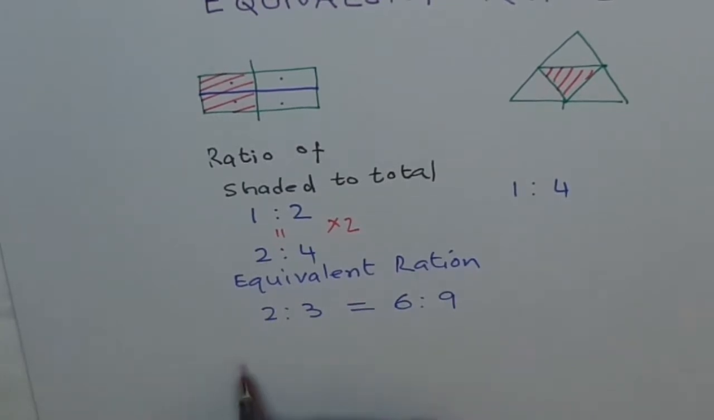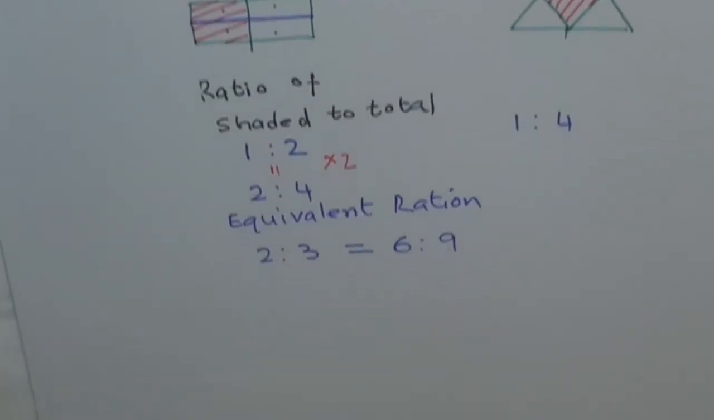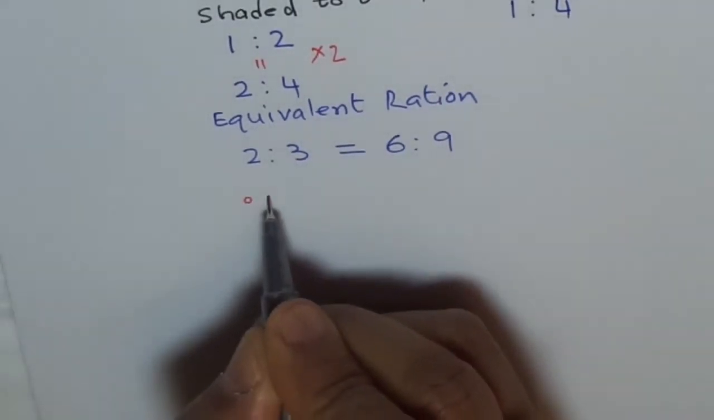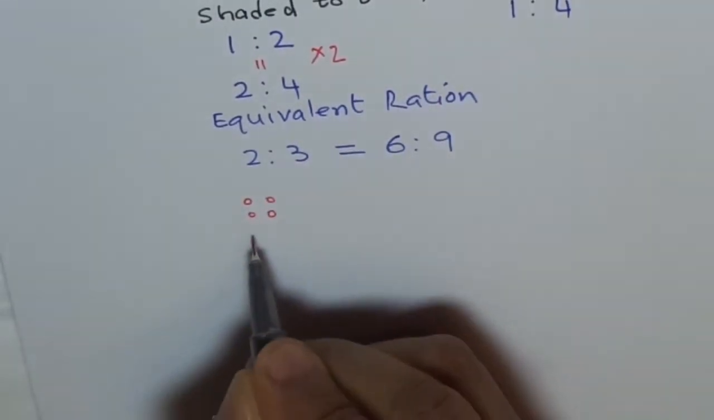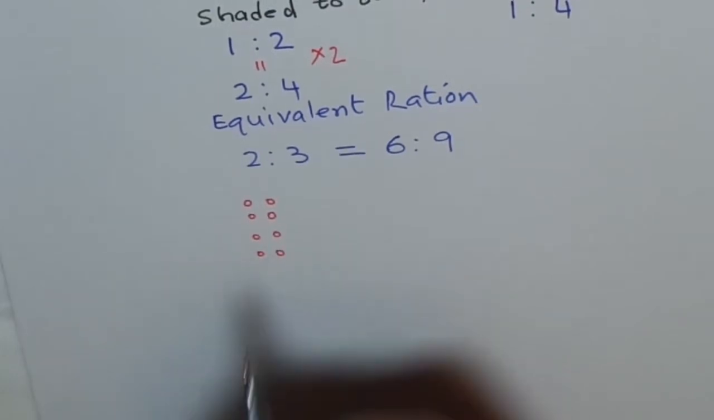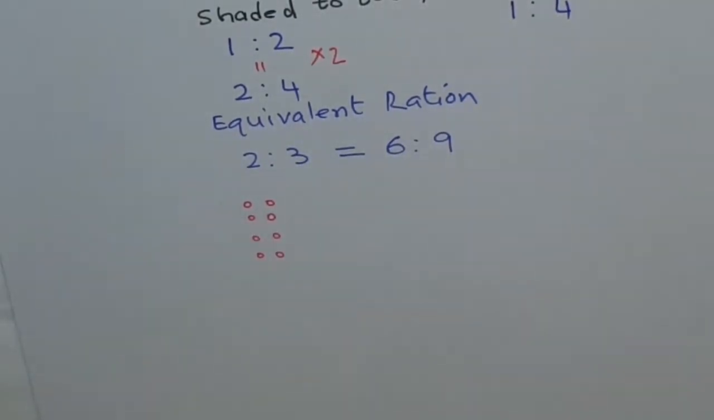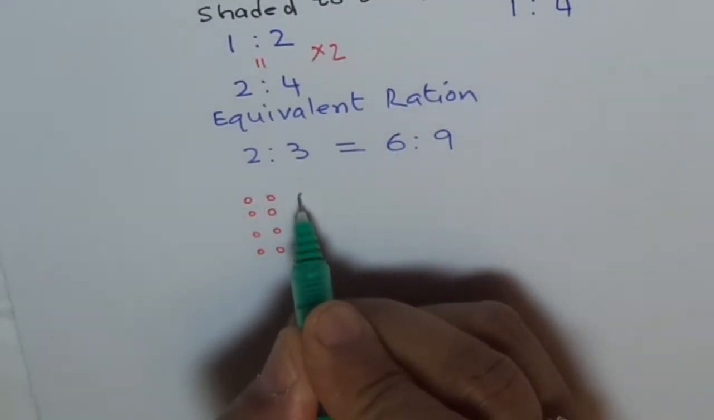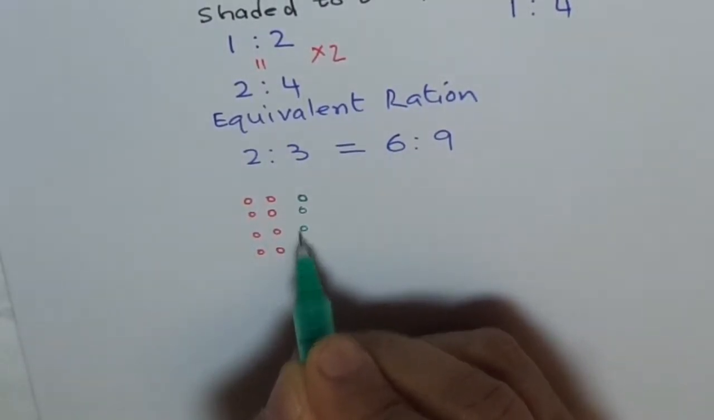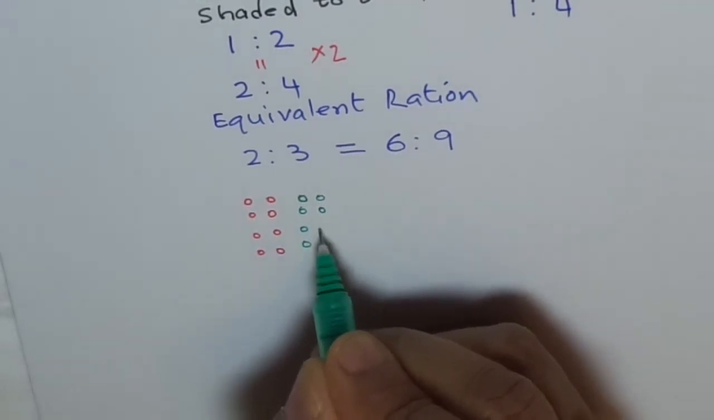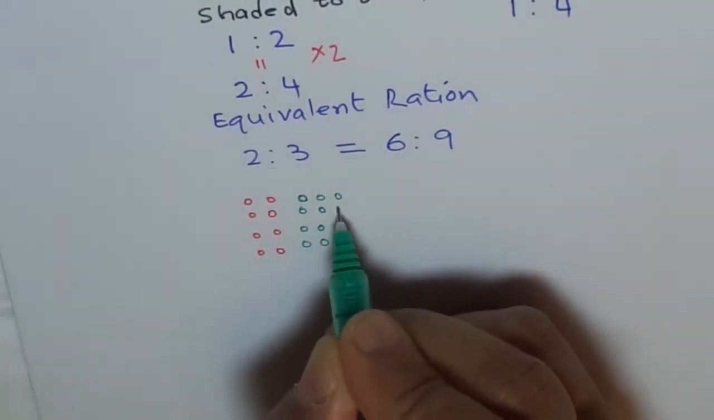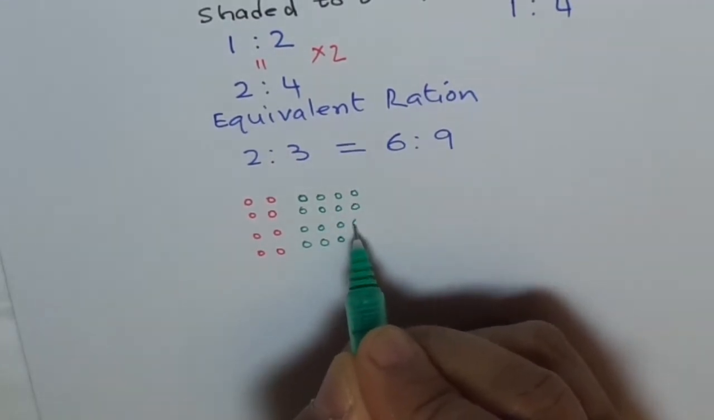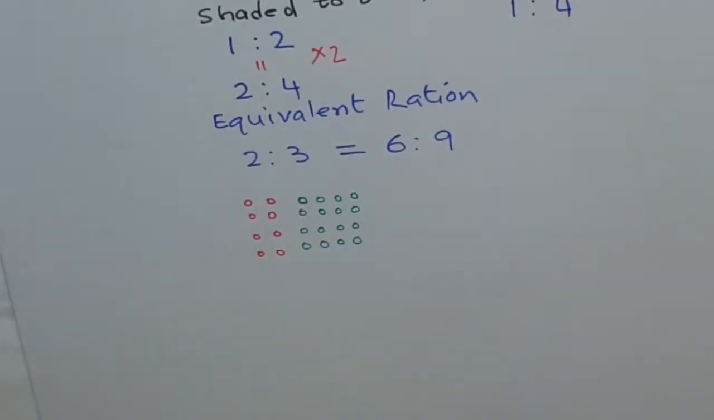Now let me give you some more examples. Let's say these are our beads. Let me draw some beads for you. Colored beads. This one is the red one. 1, 2, 3, 4, 5, 6, 7, 8. Let's say I've got red beads here which are 8 in number. And let me have some green beads. 1, 2, 3, 4, 5, 6, 7, 8, 9, 10, 11, 12, 13, 14, 15, 16.